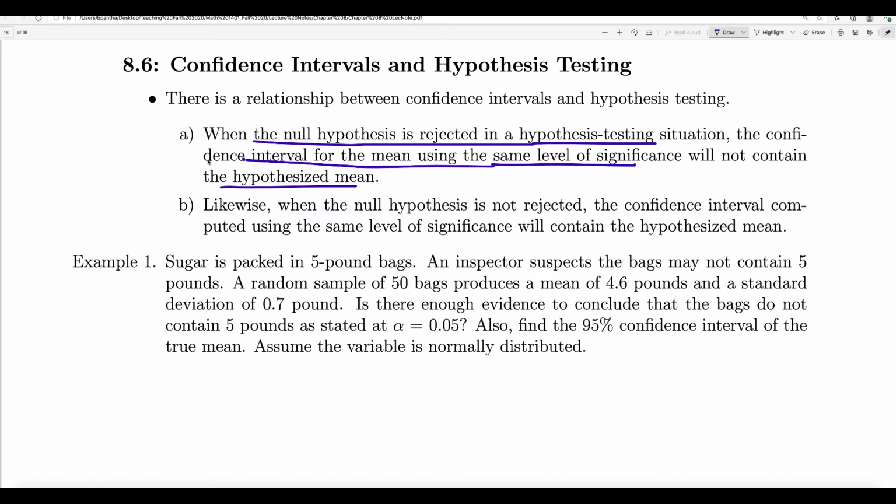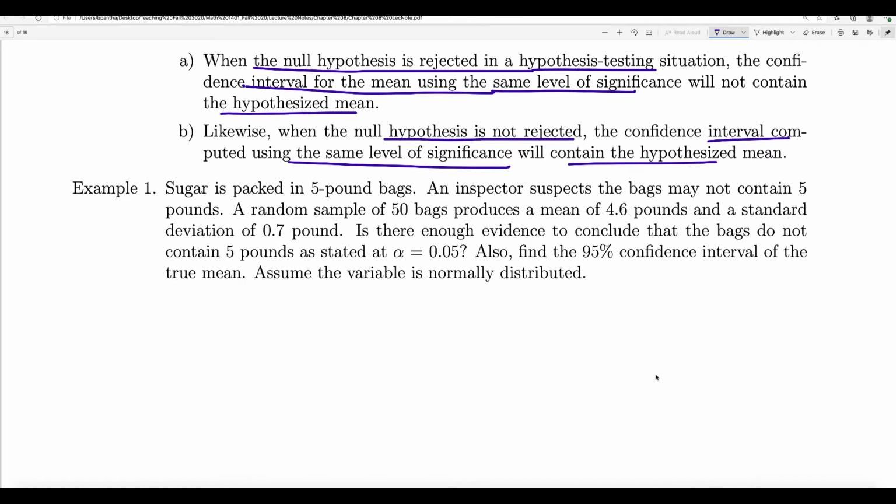Okay. Likewise, when the null hypothesis is not rejected, if you do not reject, then the confidence interval computed using the same level of significance will contain the hypothesized mean. What does that mean? Let us see an example, and then we'll do it. So I will find out the confidence interval directly from calculator. I will test the hypothesis directly from calculator, and I will show you the relationship between those two.